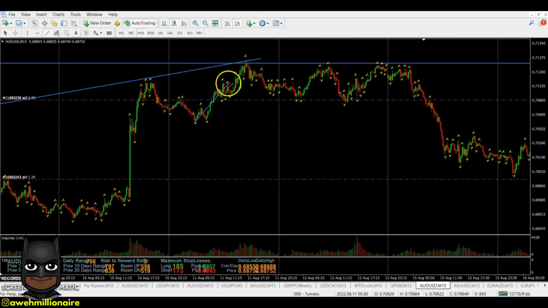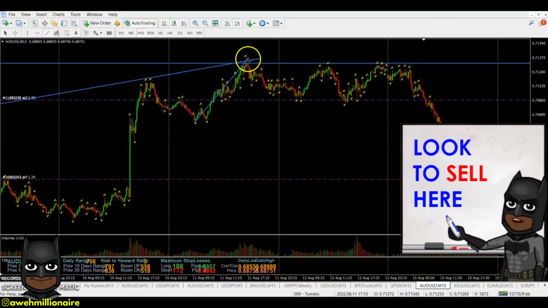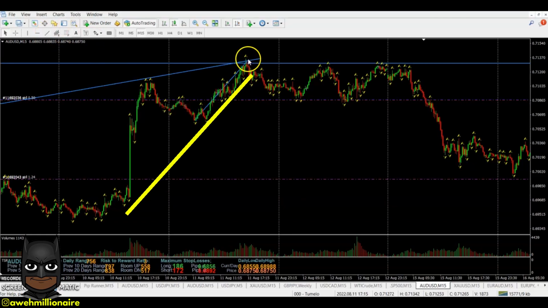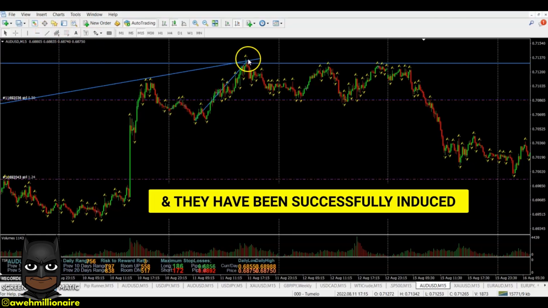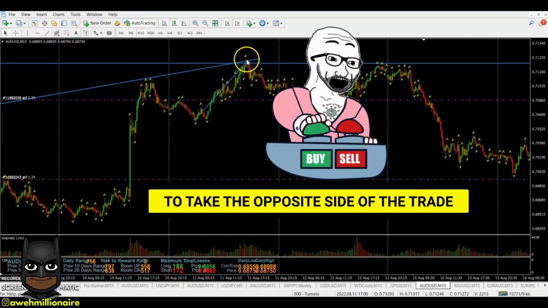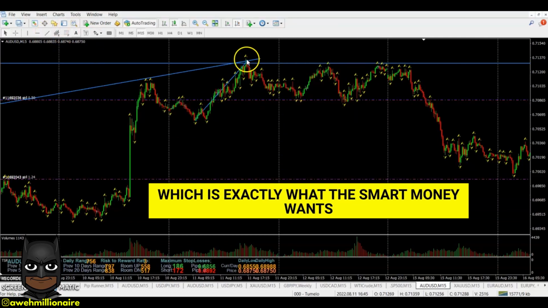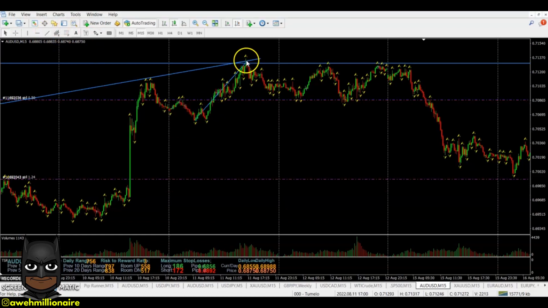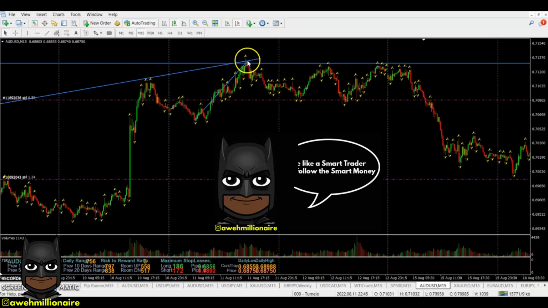So now that price has come back to test our supply level, all we want to be doing is looking for selling opportunities. We are looking to sell while the retail amateur traders are looking to buy, because they can see price has been pushed up over here and they have been successfully induced to be taking the opposite side of the trade, which is exactly what the smart money wants in order to fulfill their objectives. As smart traders, we don't trade like the amateurs, we simply follow the smart money.